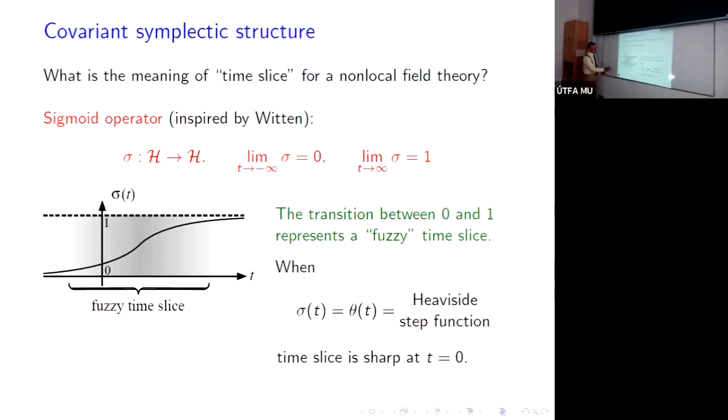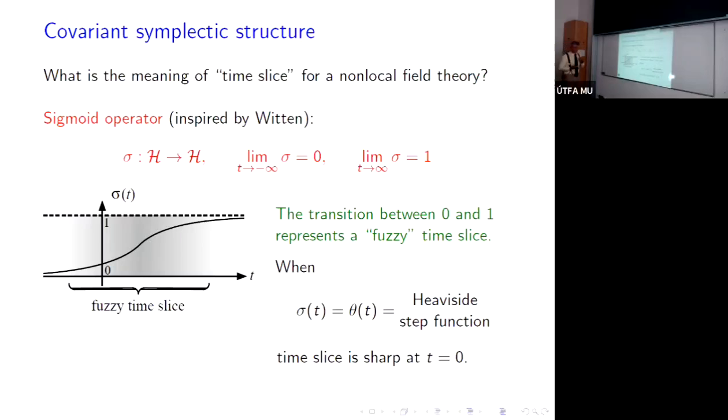So the idea is that this sigmoid operator starts at zero and then goes to one, and in between it does something funny or abstract. It changes in some way as it goes from one configuration to the other. And this change is actually supposed to be a generalized notion of time slice, which can be meaningful also in a non-local field theory.